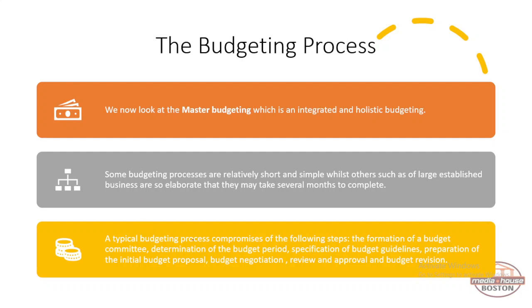So a typical budget process comprises the following steps. The first step is the formation of the budget committee. For every budget, we need to have a budget committee. People will sit around and look at the full picture of the company, where the company wants to go and where it is currently sitting. They'll also look at the availability of capital that will have to be used to finance this business operation.